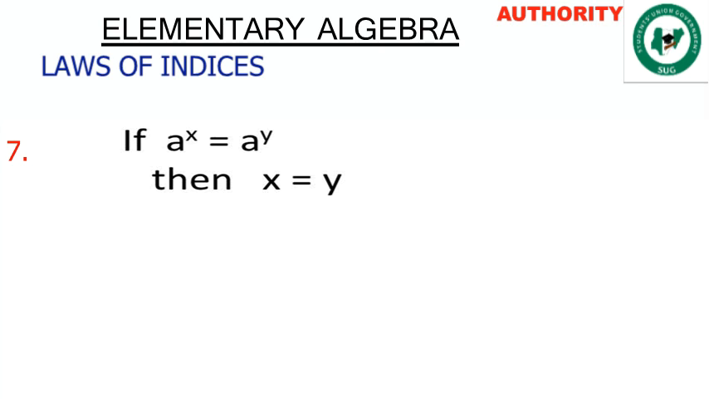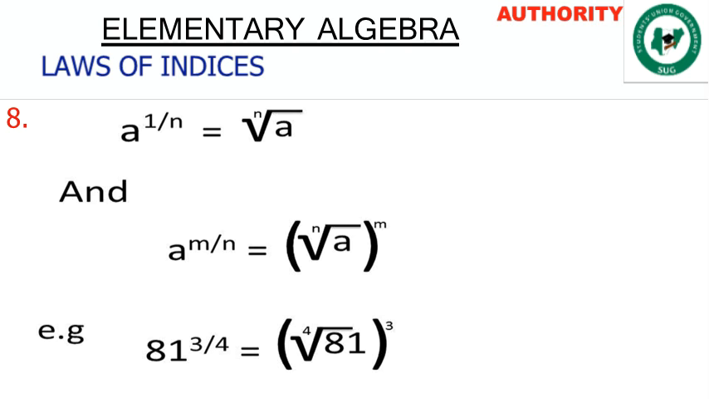Number 7. If a raised to power x is equal to a raised to power y, then x is equal to y. Remember, they are having the same base. Alright? That is it. Number 9, the last where we stop for today.